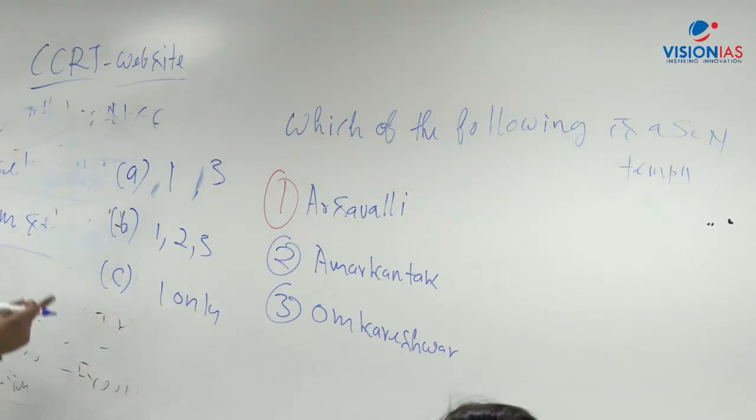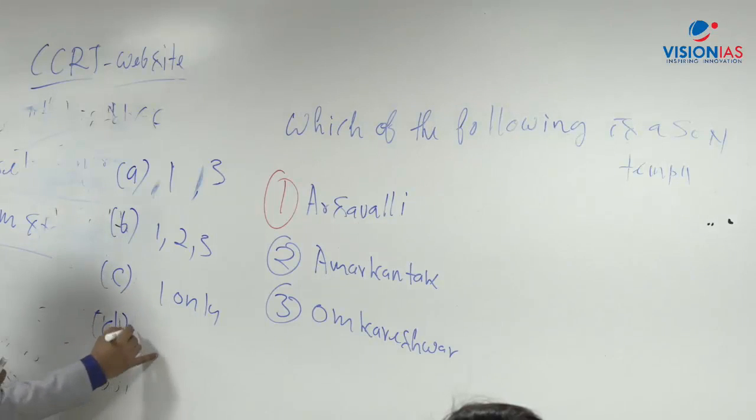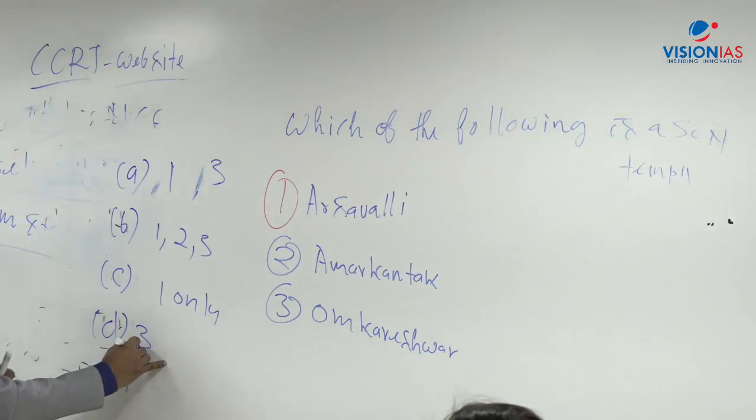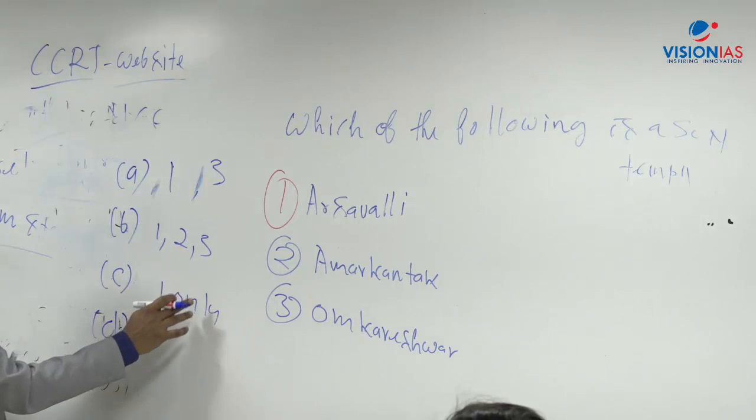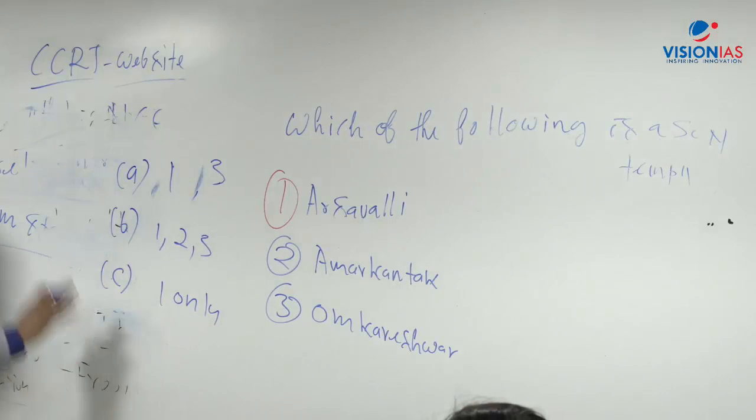So 1, 2, 3, and then one more, 1, 2, 3 I have already written. So D, so 3, and then no, not 2. Yes, 3 and 2. No, 2 was not in the option. I will keep it over here only, but there was one more option, so I'll keep it over here only.